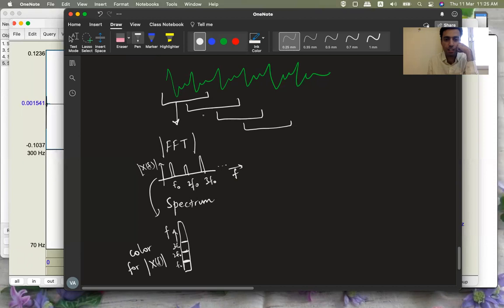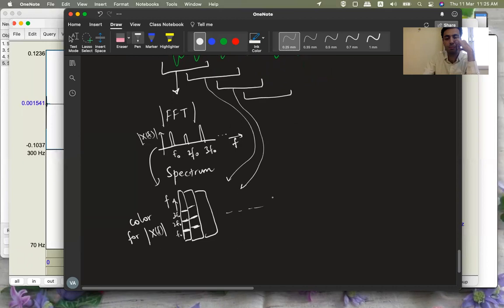Similarly, I do an analysis and I get a window from here. I put it next to this one. Here also I will get some peaks like this. Then I take the third window and put it next to this one. In this way, I will construct a matrix. That is what is called a spectrogram.